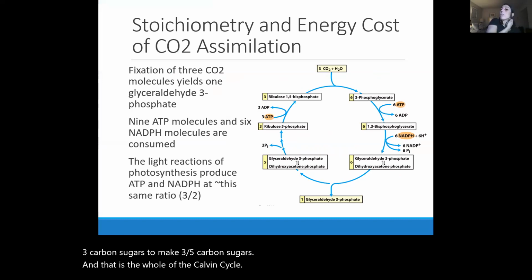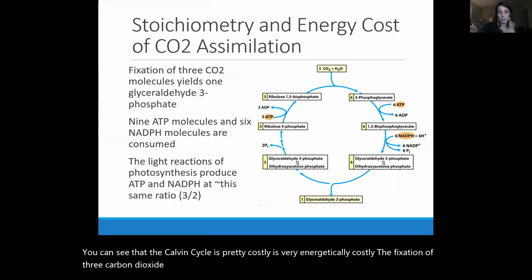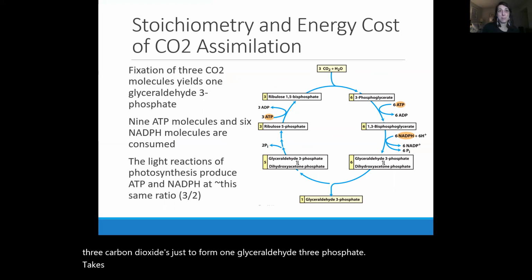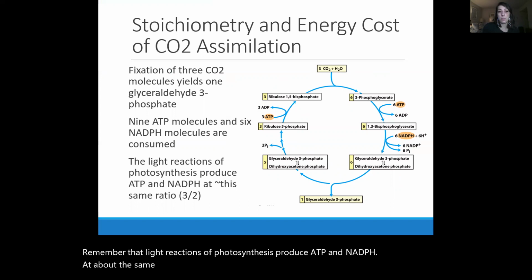You can see that the Calvin cycle is pretty costly. It is very energetically costly. The fixation of 3 carbon dioxides just to form 1 glyceraldehyde 3-phosphate takes up 9 ATP molecules and 6 NADPH molecules. Remember that light reactions of photosynthesis produce ATP and NADPH at about the same ratio of 3:2.